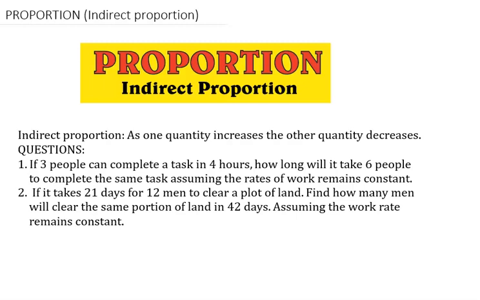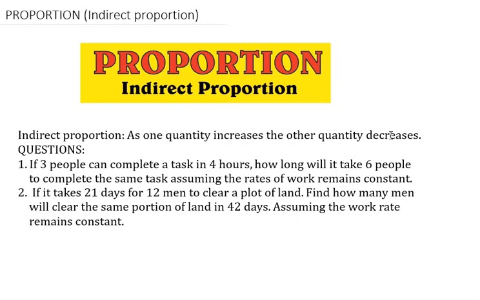Now, unlike direct proportion, in indirect proportion, as one quantity increases, the other quantity decreases. If you have checked that video, we explained that for direct proportion, as one quantity increases, the other also increases. But for indirect proportion, as one quantity increases, the other quantity decreases. So that's the basic difference between direct and indirect proportion. Let me give you some examples.